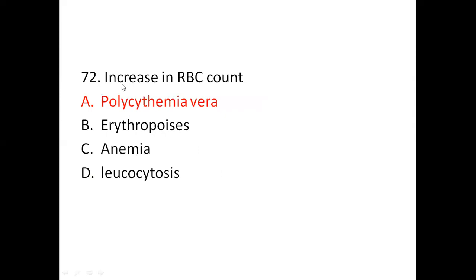Next question. Increase in RBC count is called: option A, polycythemia vera. Option B, erythropoiesis. Option C, anemia. Option D, leukocytosis. Here the right answer is option A, polycythemia vera.